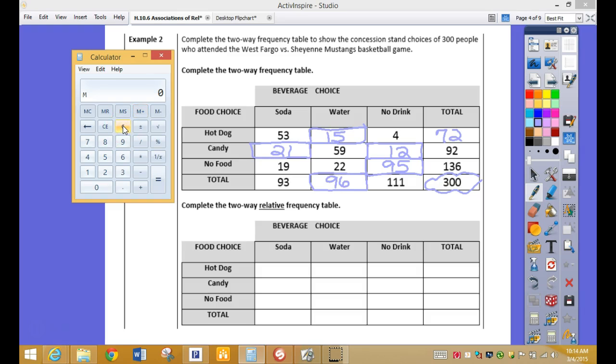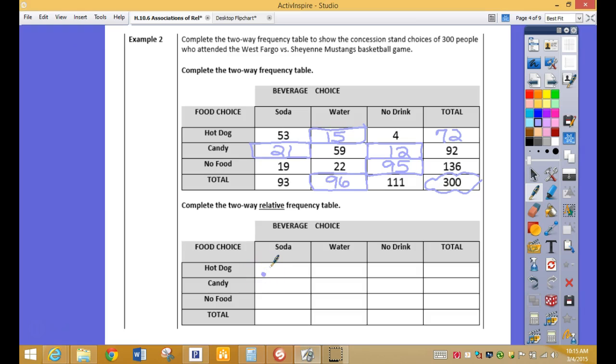Okay, so clear our calculators. Let's start with the first one. 53 divided by, it's your memory, recall, 300 equals. Wow, look at that number. What are we supposed to round it to if it doesn't terminate? To the nearest thousandth. So this will be 0.177.